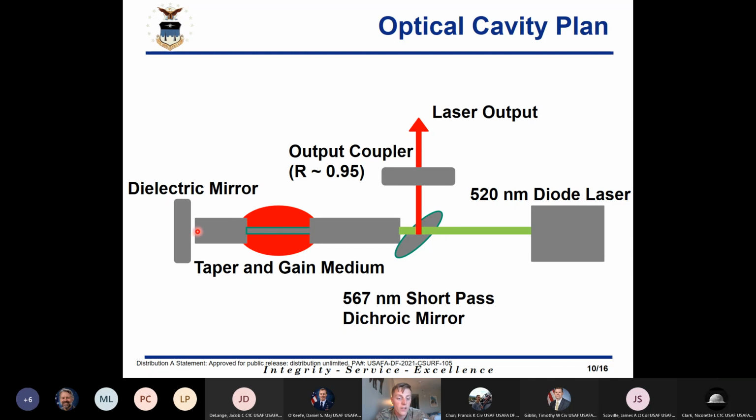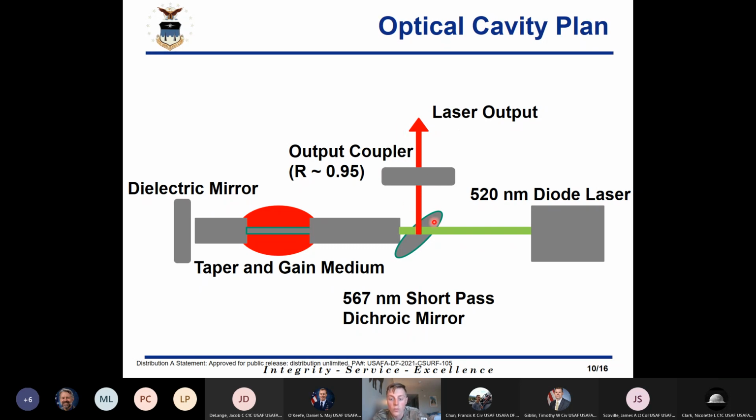So once it's in the fiber, it is then reflected by a dielectric mirror butted up against one end of the fiber. It then propagates back through the gain medium. That fluorescence then stimulates emission. And then we have this 567 nanometer short pass dichroic mirror. So that allows the 520 nanometer light to pass back through the mirror, basically exiting the cavity, while the fluorescence is reflected off of that mirror into an output coupler with the reflectance of about 0.95. So then this output coupler and the fiber and dichroic mirror all the way to the dielectric mirror make up that laser cavity, and the laser output comes out of the output coupler.